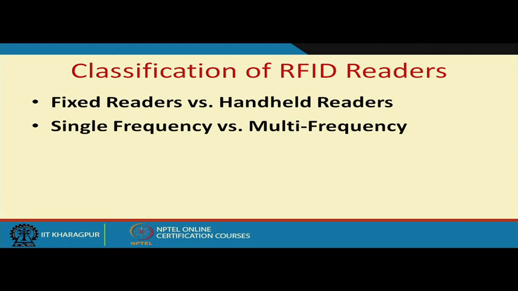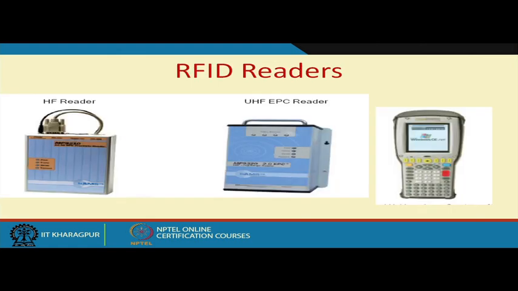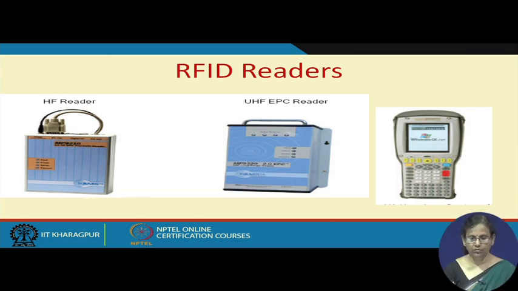Then the second entity after the tag, the second entity in an RFID system, is the RFID reader. These RFID readers can be either fixed readers or handheld readers. They can operate in a single frequency range or they can operate in multiple frequency ranges. Now, of course, this we are not going to discuss further, but placing these readers in the right places in your warehouse is extremely important, so that the maximum of your tags get covered. These are some snapshots of readers, two are fixed kind of readers and the last one is your handheld reader.